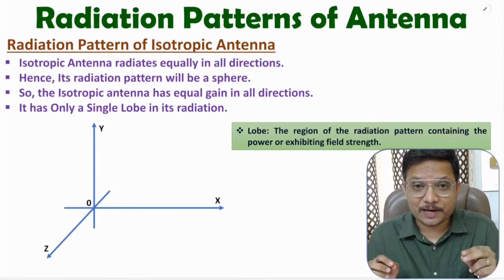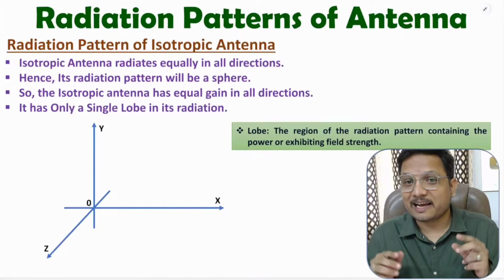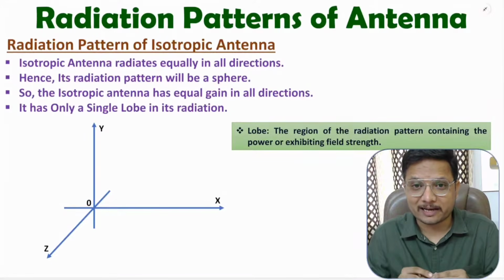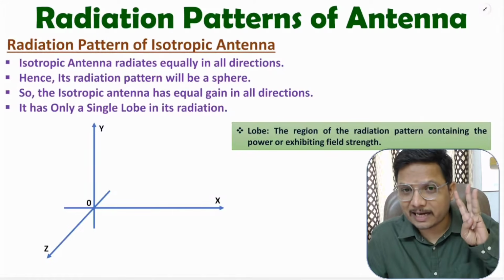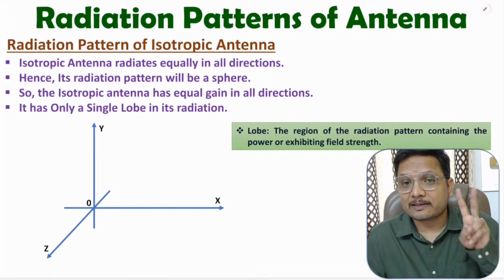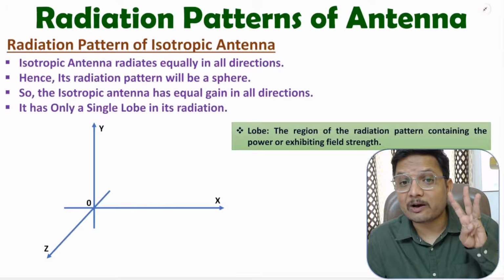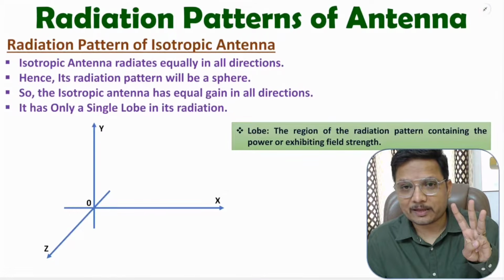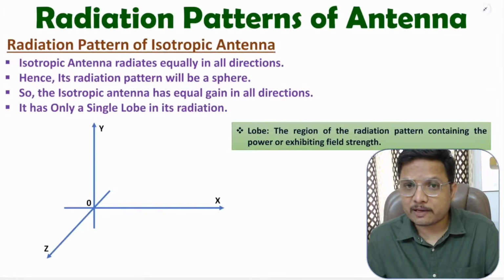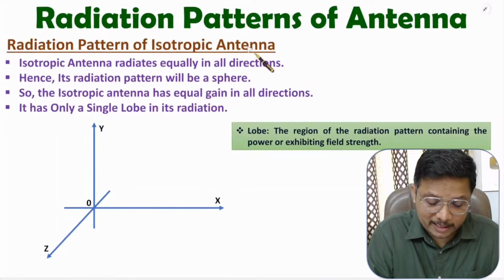This is my first video of the antenna and wave propagation video lecture series, and in this video I'll explain you radiation patterns of antenna. In general, there are three types of radiation patterns with antenna. First one is regarding isotropic antenna, second one is regarding directional antenna, and third one is regarding omnidirectional antenna. Let us start this video with the first agenda, that is radiation pattern of isotropic antenna.